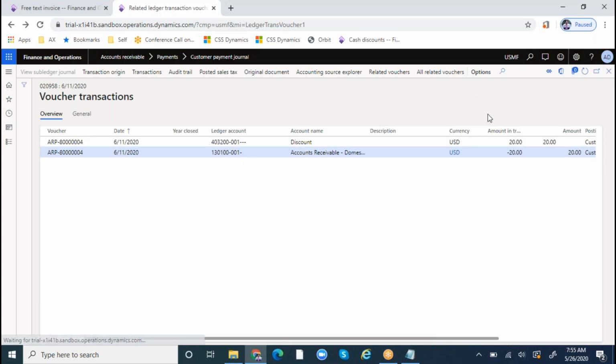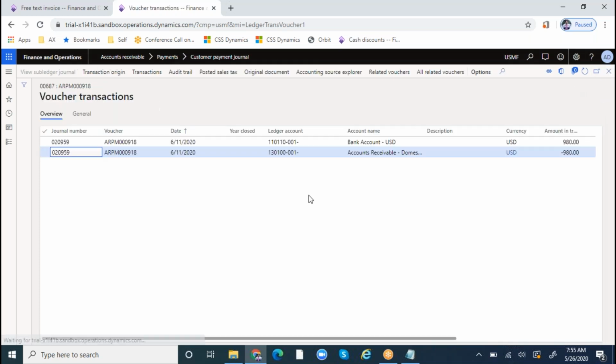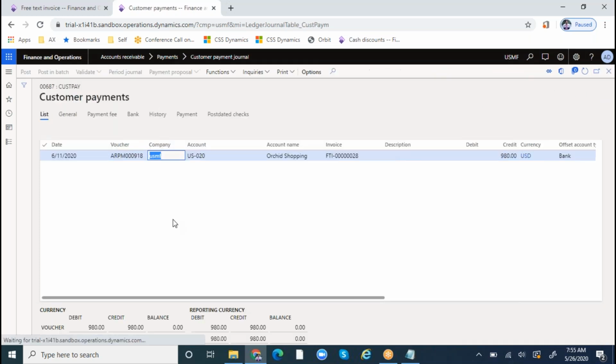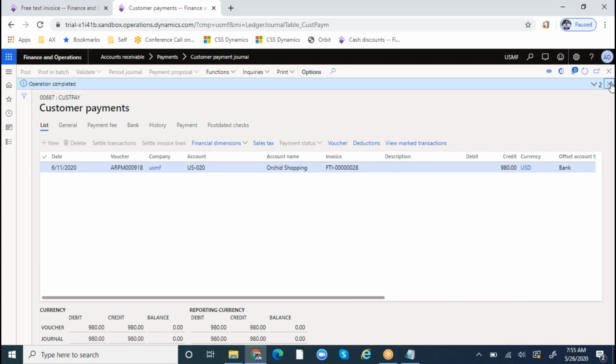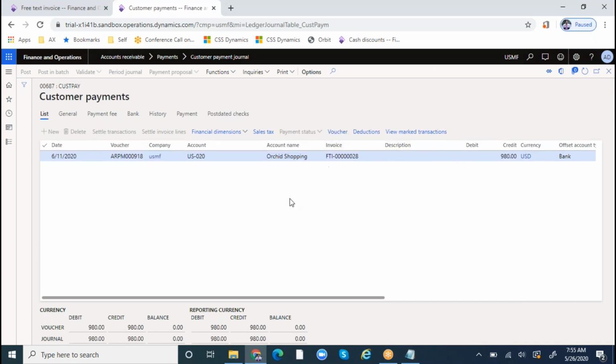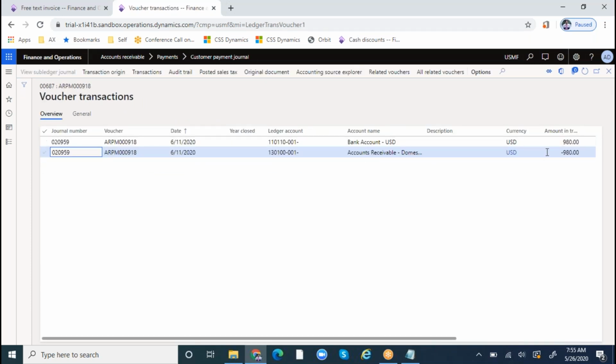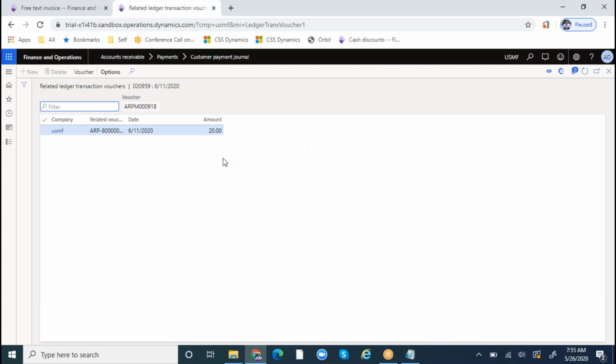This is from where it is available. Let me show you once again. So 980 is the posted transaction. If you click on voucher, it will show 980 debit and credit, but actually the invoice is 1000. The difference of 20 is posted to this account.